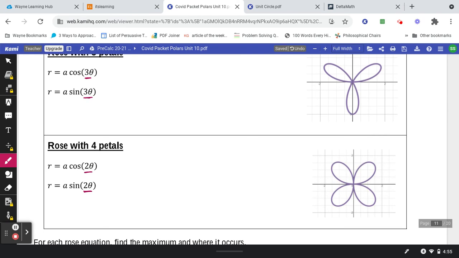And we just got to figure out how many petals they have, how big the petals are, and then kind of where they're oriented on the circle on our graph.